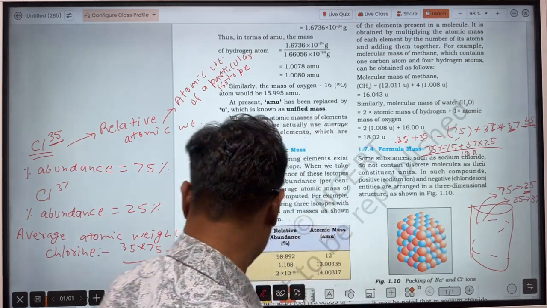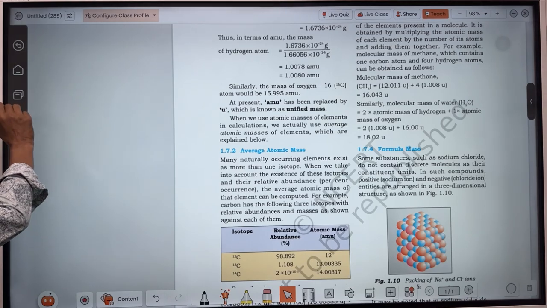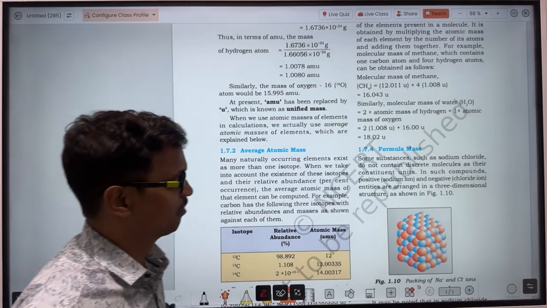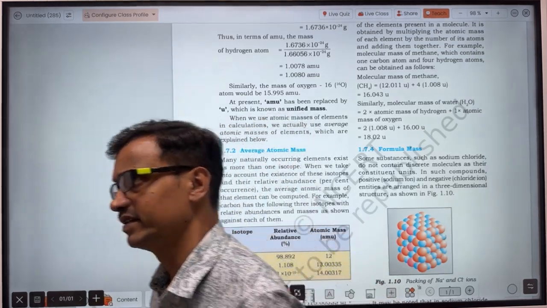Keep this in mind, because that is the most important point here. At this point, a number of students get confused, so keep this in mind.